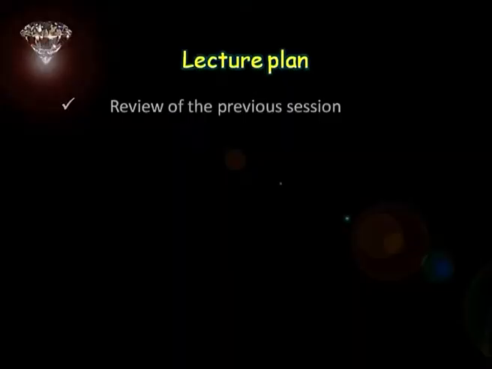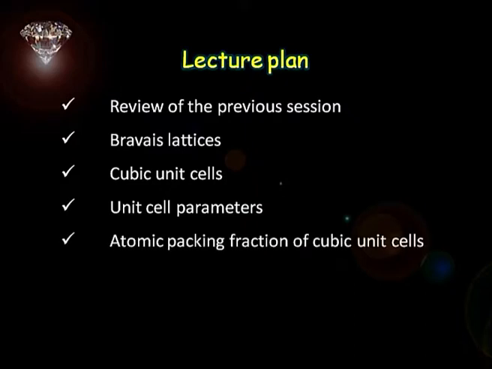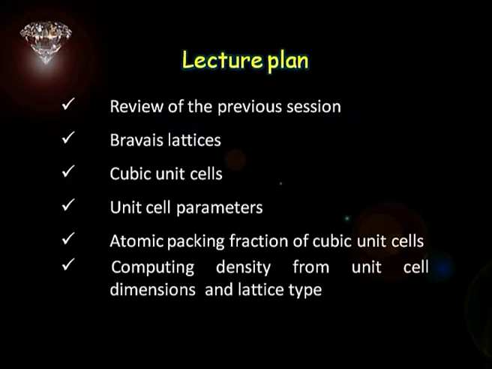To begin with, we will try to recall what we did in the previous session. Thereafter, we will talk about what Bravais lattices are in 3 dimensions. Then we will come to cubic unit cells. Then we will do some analysis of cubic unit cells in different aspects. Then we will define what unit cell parameters are, then what atomic packing fraction is in the case of cubic unit cells. Thereafter, we will work out how to compute the density of a solid from the unit cell dimensions, and of course, the lattice type will be required for that. Towards the end, we will sum up what we do today.